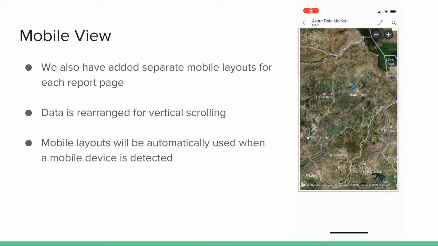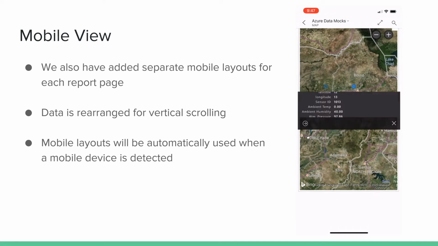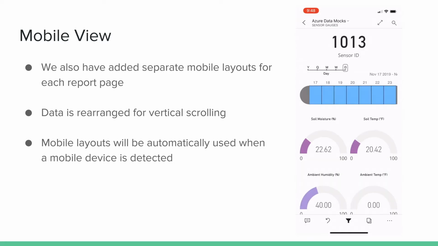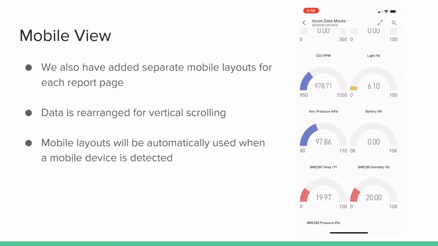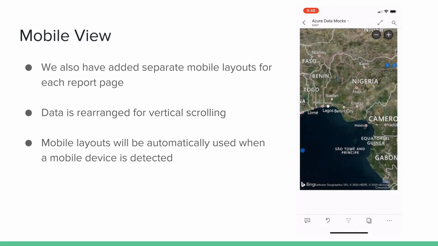All three of these reports are also optimized for mobile. The data is rearranged for vertical scrolling, and these layouts are loaded when a mobile device is detected. If it is not detected, it will load the default PC browser layout.